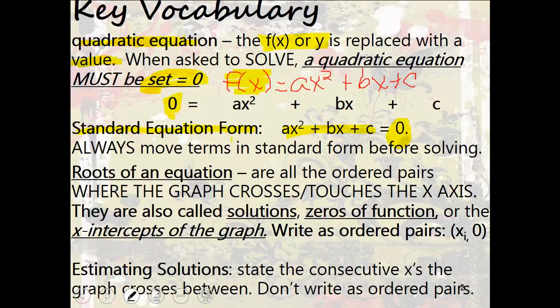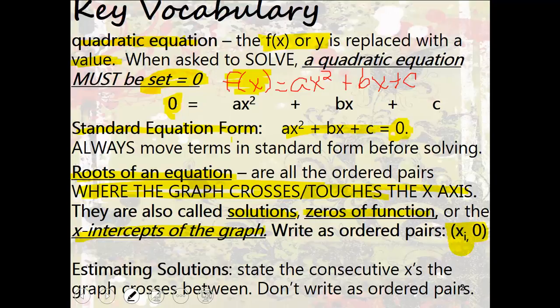When you have an equation, and it's set equal to 0, it is implied that you are being asked to find the roots of the equation. This is where the graph crosses or touches the x-axis. We have referred to them in linear and absolute value as solutions, zeros, x-intercepts. These are all interchangeable words for roots, and they are where it crosses the x-axis, so they are the x-intercepts, so we're going to write them as intercepts.